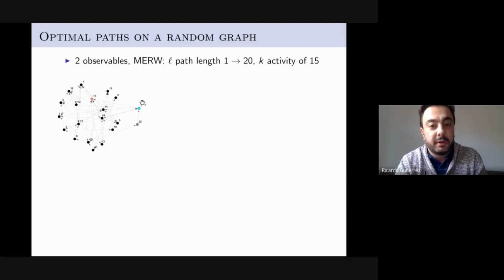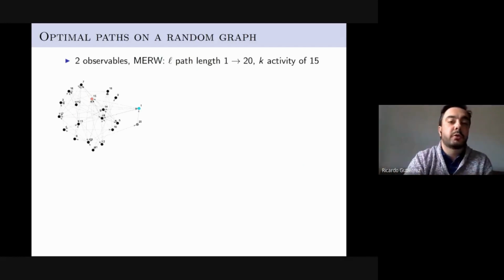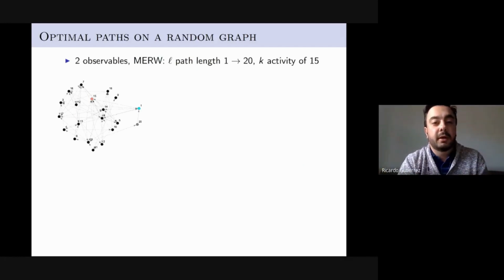And apart from the path length joining these two nodes, 1 and 20, we also consider the activity of node 15. We consider node 15 to be an obstacle in quotes, because it's not really a node that we want to avoid. We just want to modulate how much we want to go through it. It will be an obstacle when we want to avoid it altogether, but sometimes we will say, okay, we just want to go through it one time out of 5 random walks.